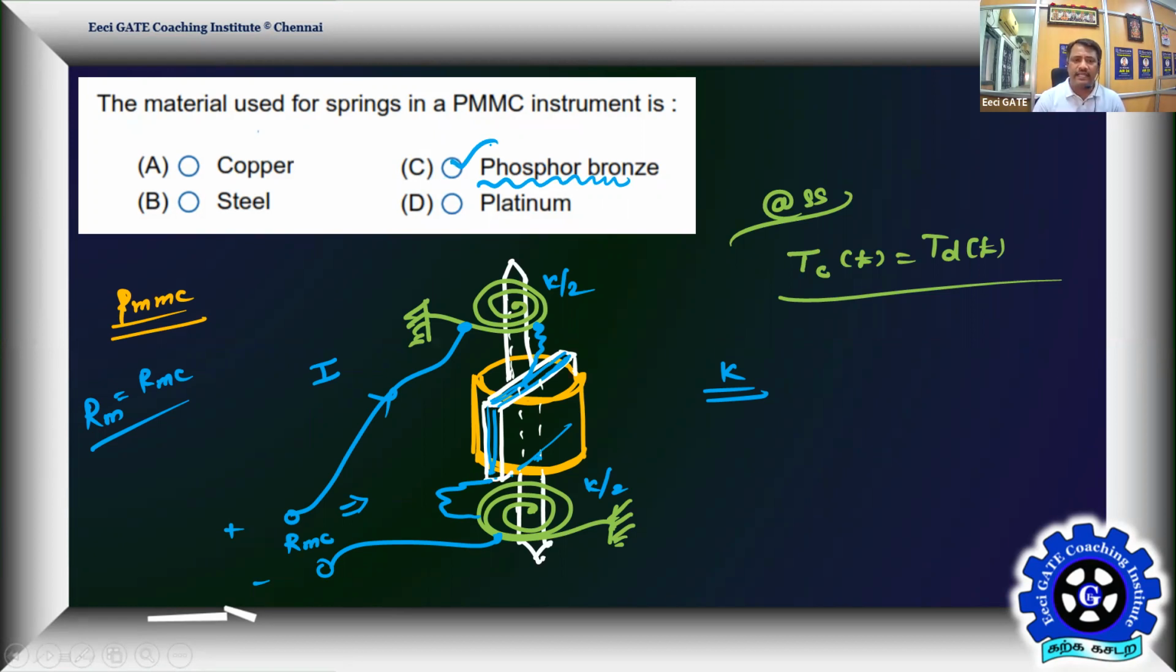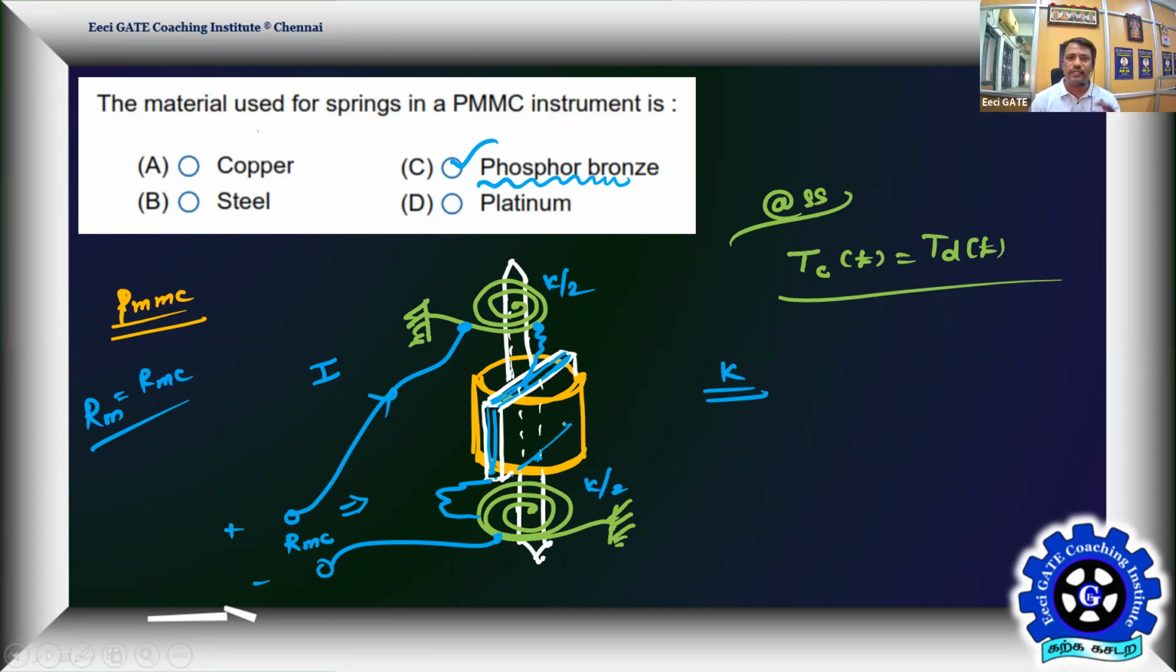They are very good conductors, and they also offer the stiffness. And remember, the current is passing through this, so definitely there is going to be an I square R loss across your springs. Once the springs get heated, we have a real mechanical problem: the stiffness will decrease, so the pointer will deflect a little more than it has to. To avoid all those problems, we use such a material, which is Phosphor bronze. So that's the material for springs in a PMMC instrument.